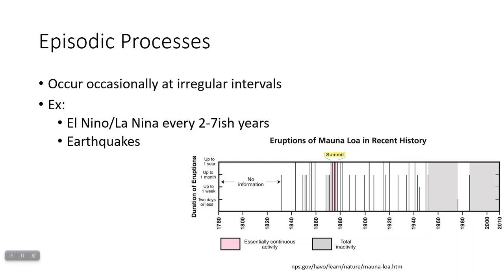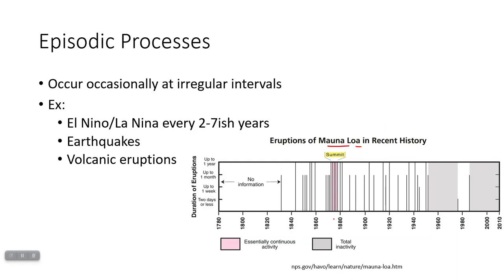There are other episodic processes like earthquakes or volcanic eruptions. You may have heard that episodically, the volcano that makes up the island of Hawaii has had multiple eruptions. One of the peaks, Mauna Loa, has also had frequent eruptions, but they don't follow any predictable pattern.